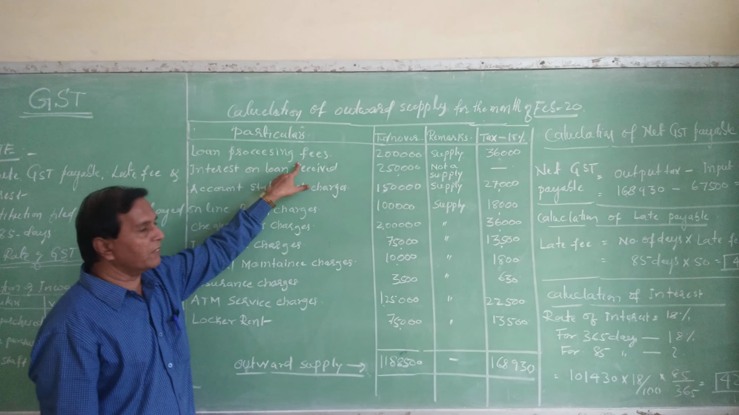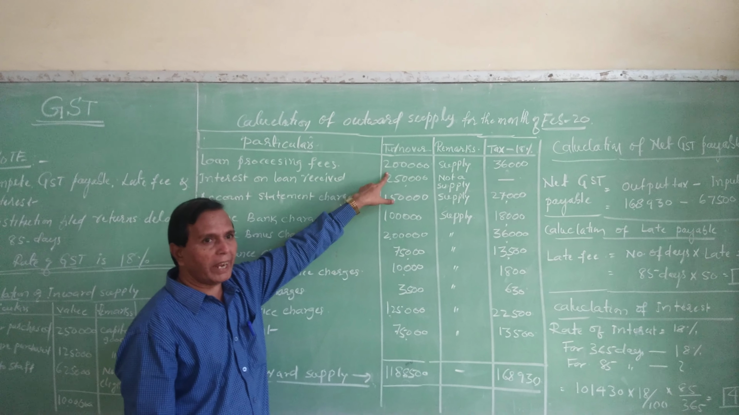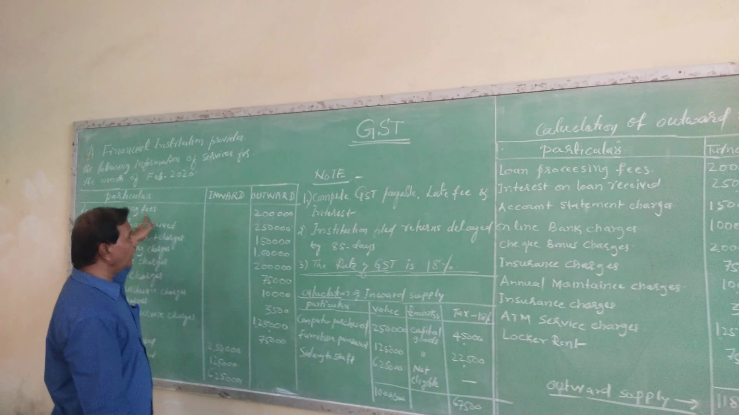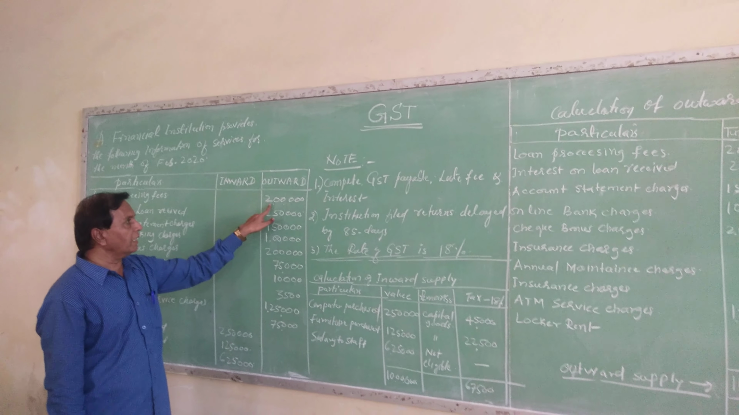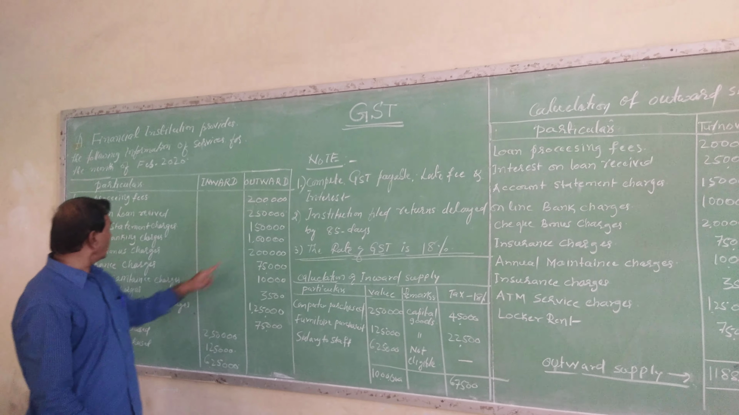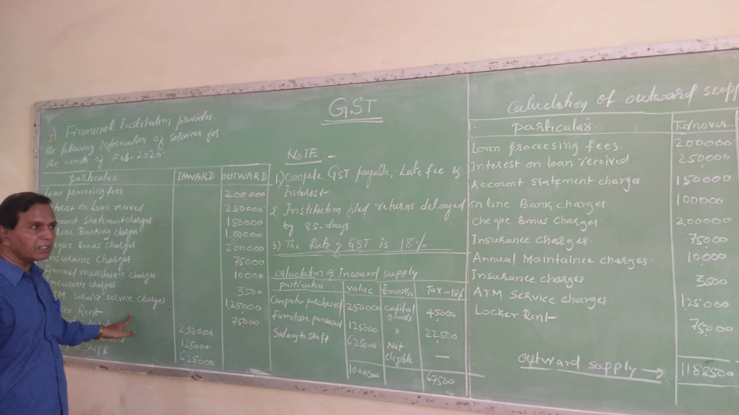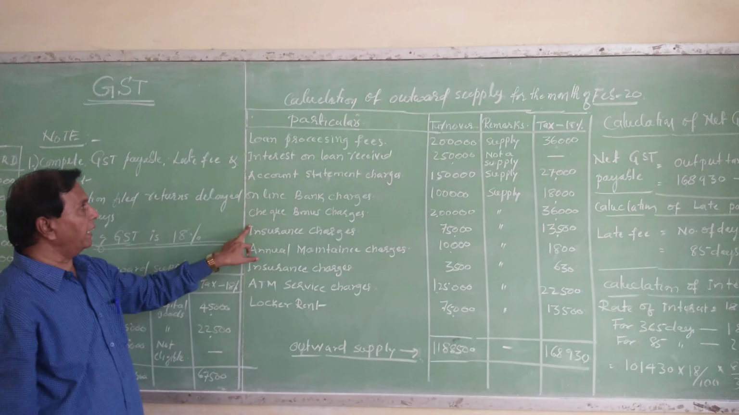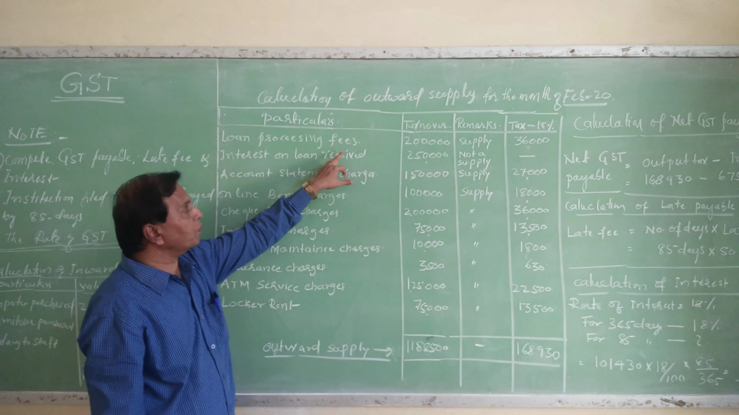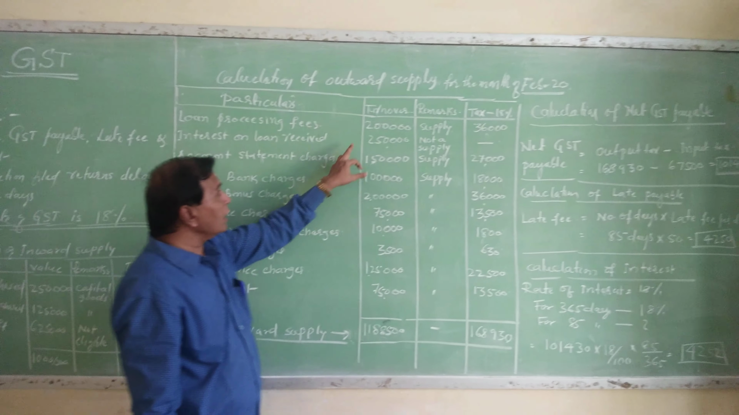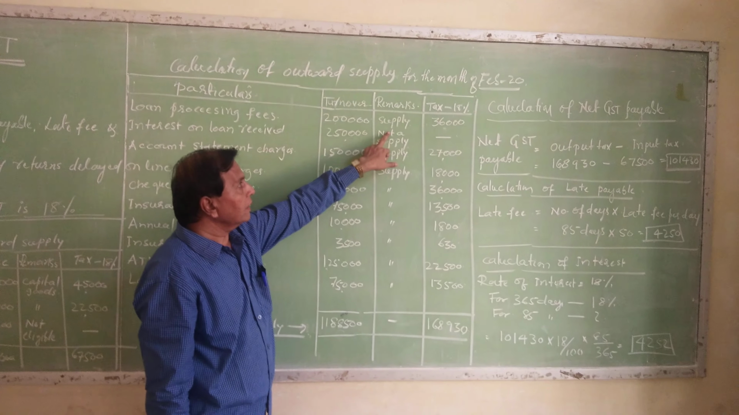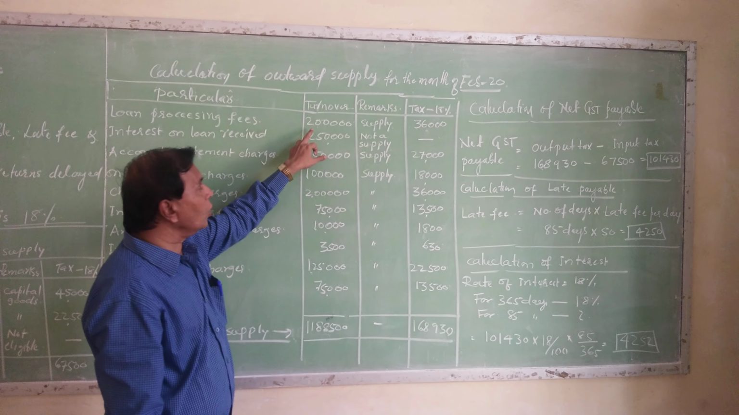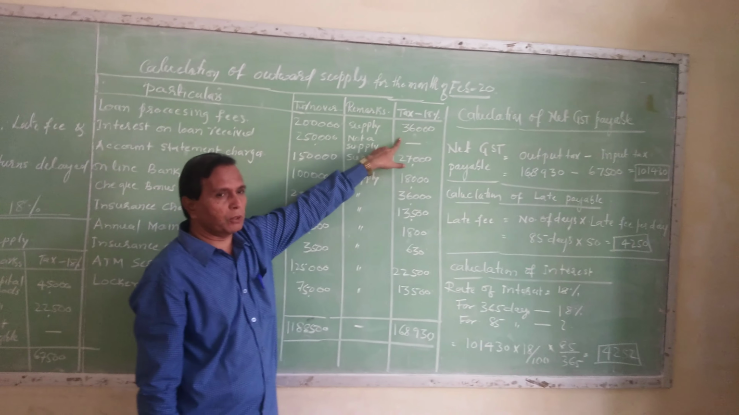Loan processing fees, turnover, it is 2 lakhs. It is given in the problem, that is loan processing fees. In the outward column, that is 2 lakhs. That means all the information provided in the problem must be taken as it is in the outward supply. That is loan processing fees 2 lakhs, and it is known as a supply. And the rate of tax is 18%. 18% on 2 lakhs, it is 36,000.